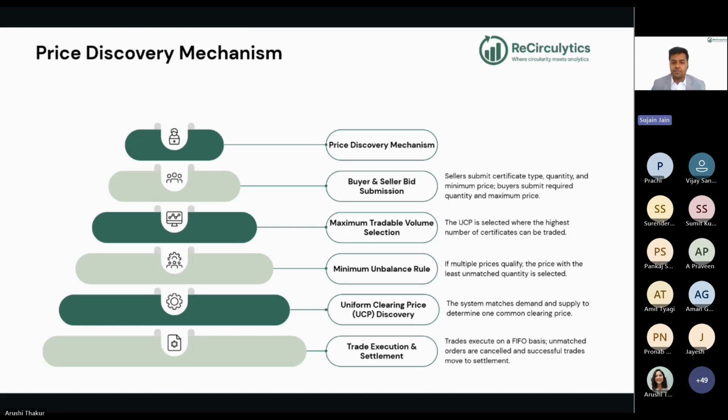Now, once that price is discovered, there would be a trade execution and settlement, wherein on a FIFO basis, the trades would be matched, and the successful trades which are above the UCP, or below the UCP on the selling side, will be processed, and the trades which are on the reverse side would be cancelled. Now, I understand I could not explain it very clearly, so that is why I have got the numbers for you.